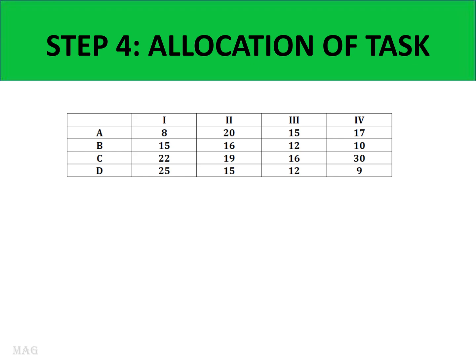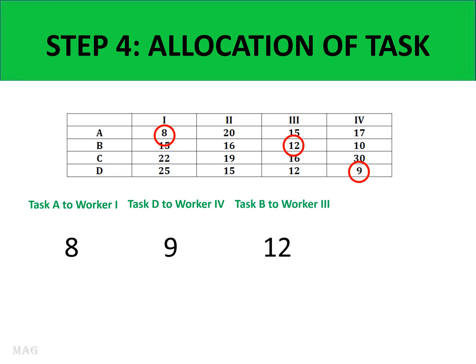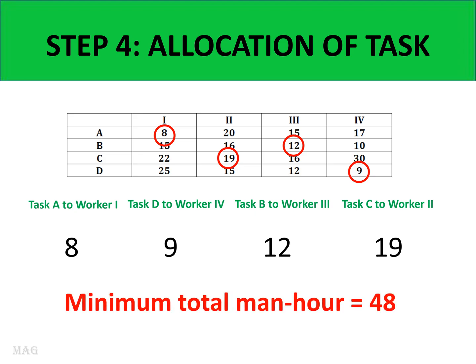Now to determine the minimum total man-hour, we use again the original table or original matrix of the problem. Since task A is assigned to worker 1, it gives us a value of 8. Task B is assigned to worker 4, we have a value of 9. Task D is assigned to worker 3, we have a value of 12. And task C is assigned to worker 2, and we have a value of 19. Now adding all these values will give us the minimum total man-hour, which is 48.